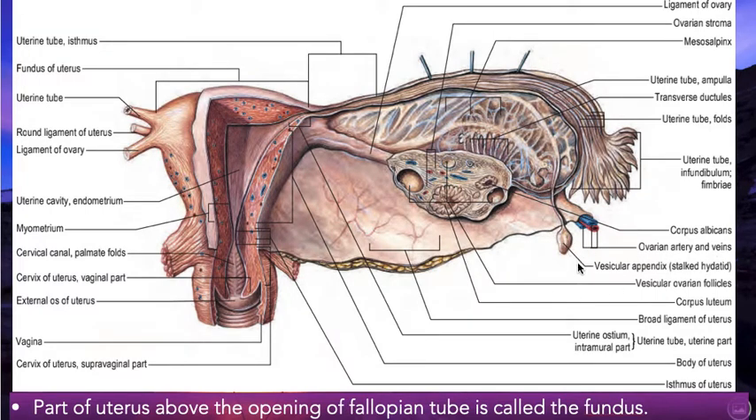Yeah, so occasionally these ducts can be seen. This is your vesicular appendix. Okay, you can see over here, this is the duct. You can see this is the duct, right? And this is the vesicular appendix over here, lying in the mesosalpinx.